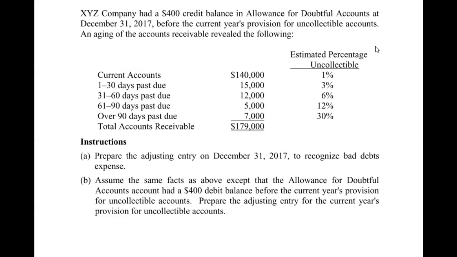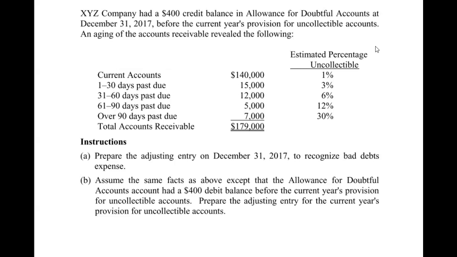Today we are continuing on with our cash and receivables chapter, and what we're doing in this video is just an example of bad debt expense and the allowance for doubtful accounts. In the fourth video, we walked through how to value the accounts receivable, the allowance for doubtful accounts, how to record bad debt, how to write things off. Now we're going to walk through a little bit of this.